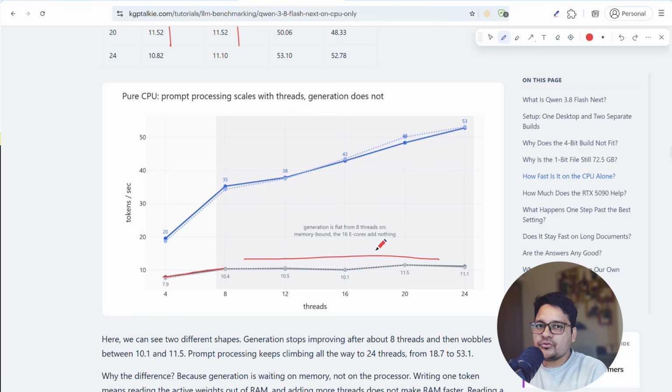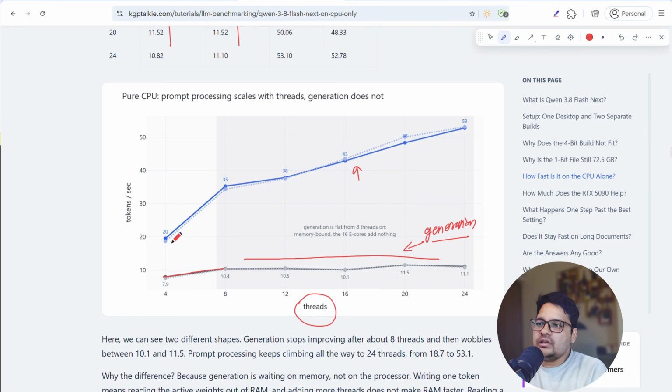Okay, so do you see what is happening here? Even though we are increasing the number of threads, basically the number of CPUs, our generation speed is not going to increase. So what you are seeing here is the generation, I'm talking about the generation speed. And what you are seeing here is prefilling. All right, so this is prompt decode. When you give inputs to your LLM, it processes those inputs, so this is input processing speed.